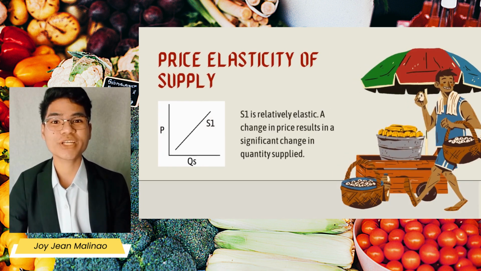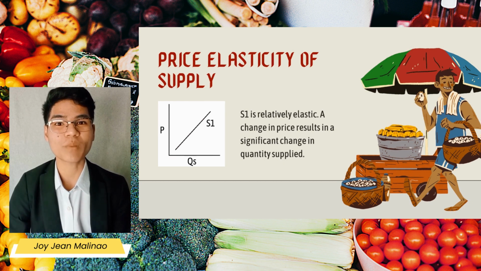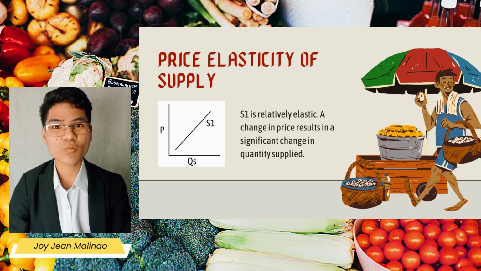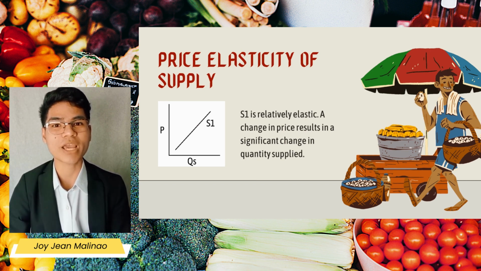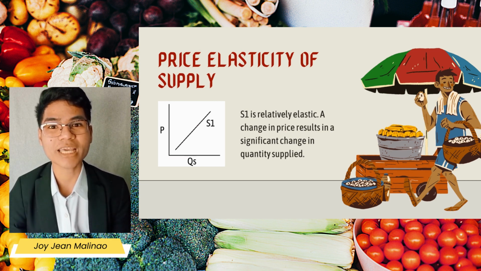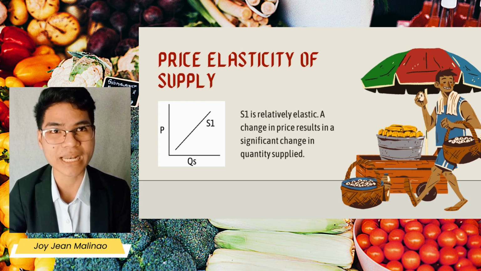And this is the first graph in price elasticity of supply. In this graph, P stands for price, S1 is supply 1, and QS is quantity supplied. S1 is relatively elastic. A change in price results in a significant change in quantity supplied. For example, I am the banana maker and I have one supplier of Saba banana.